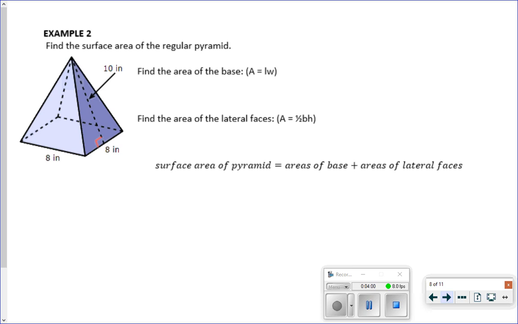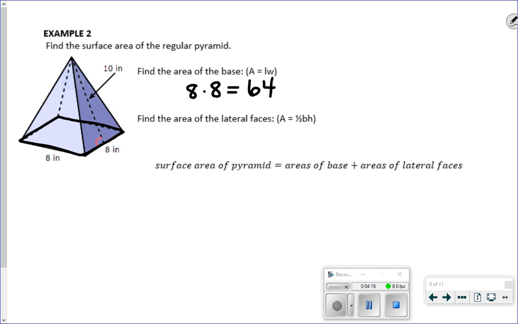Okay, let's take a look at this next shape. So this one is a square pyramid. If you look at the base here, you can see that's a square, and both sides of my square have a side length of 8 inches. So I do length times width for the area of the base. 8 times 8, that's going to be 64. That's my area of my base.